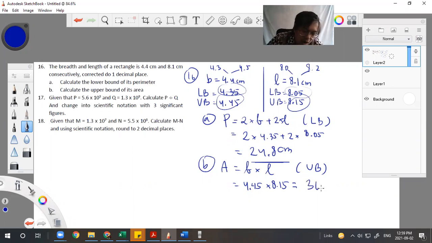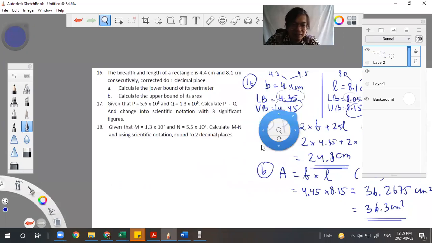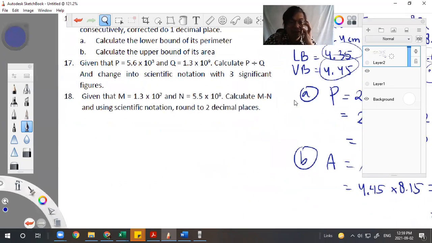36 point... Wow, a lot. So how do you do this? Just simplify it, 36.2, no, 36.3, I'm sorry. 36.3 cm square. Right, so we have all the numbers for 16 and 17, now 17.